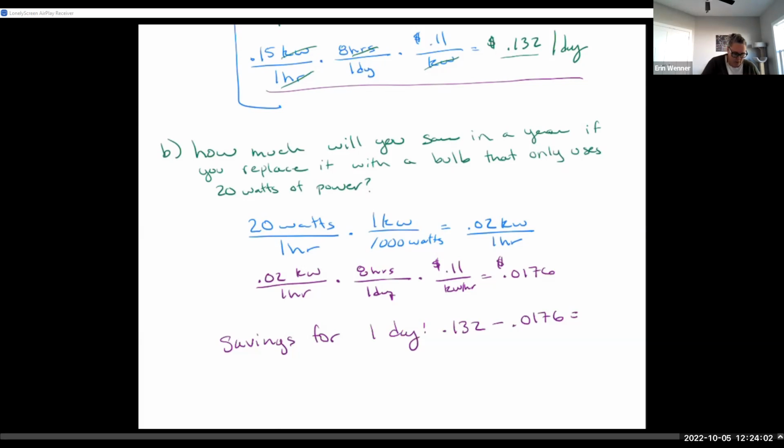So 0.132 minus 0.0176 is going to give us 0.1144 in savings. So theoretically, in a year, we're leaving this bulb on for 8 hours a day, every day for 365 days.